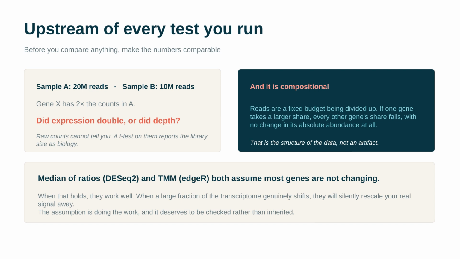So you need normalization, and the methods differ in what they assume. Median of ratios in DESeq2 and TMM in edgeR both assume most genes are not changing, and use that assumption to find the scaling factor. When that assumption holds, they work well. When it does not, for instance in a comparison where a large fraction of the transcriptome genuinely shifts, they will silently rescale your real signal away. The assumption is doing the work, and it deserves to be checked rather than inherited.